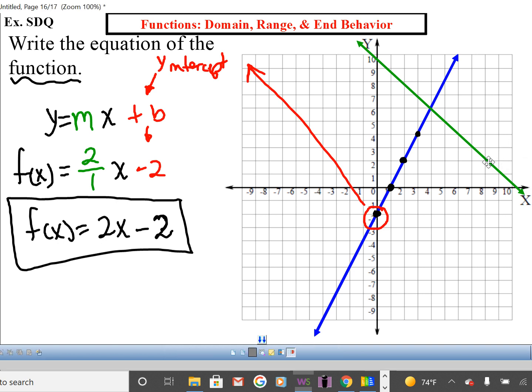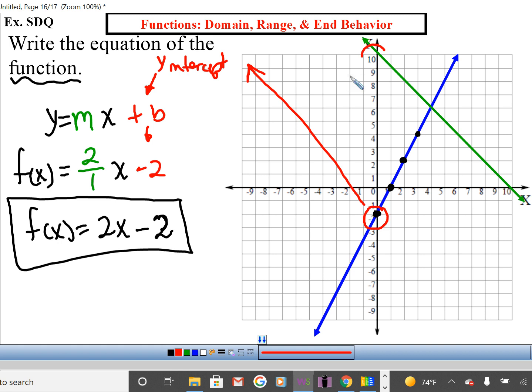Hold on. All right, look at that one. Tell your neighbor the y-intercept of that green function. What is a y-intercept? Yeah, that is correct. +10.